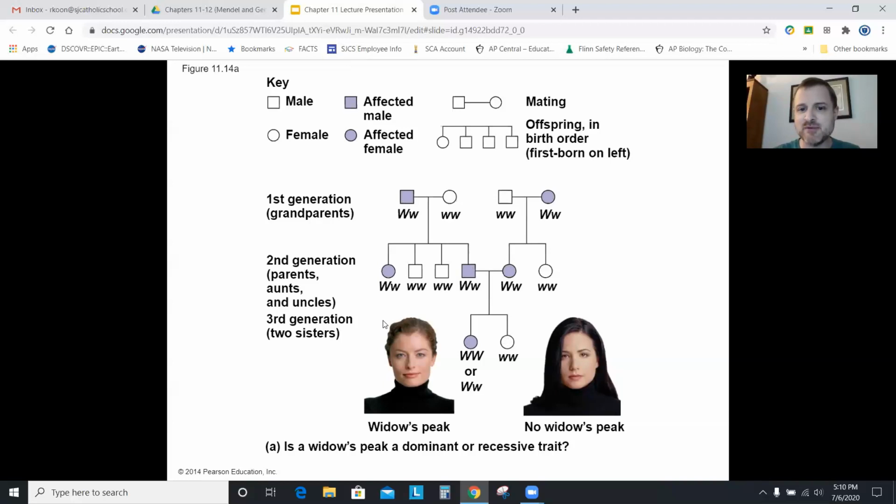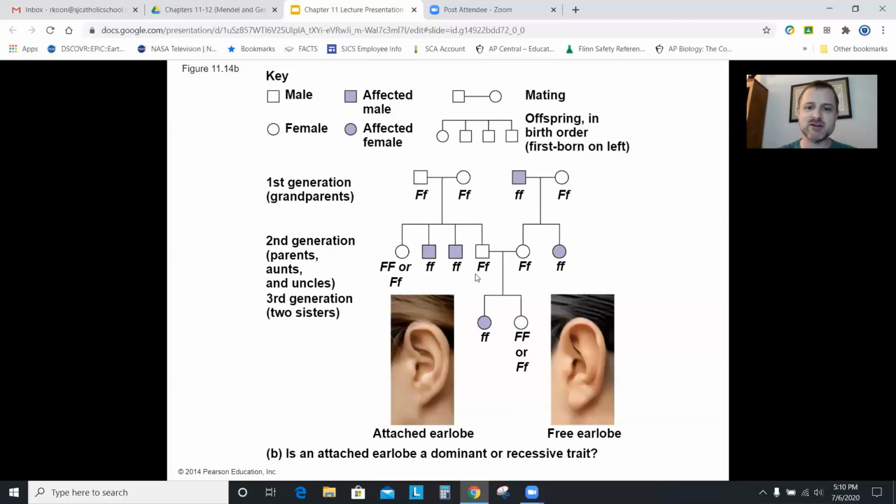By comparison, look at this one. This one is showing a pedigree for attached versus free earlobes. Here I have two parents that do not have the trait, but they have a kid that does have the trait. For that to happen, the trait has to be recessive. It has to be masked. So if two parents that don't have a trait have kids that do have the trait, it means the trait is recessive.